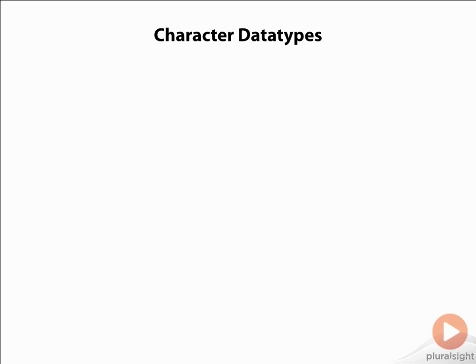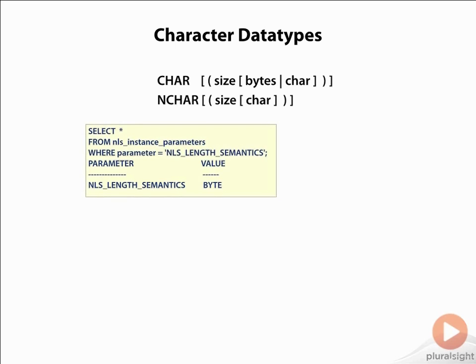Let us talk about the char and nchar data types. Char is defined as the keyword char followed by an optional size in either characters or bytes. In the case of nchar, you can only specify the size in characters. If you do not specify char or bytes, the database interprets it as the setting of NLS_LENGTH_SEMANTICS in the NLS_INSTANCE_PARAMETERS table.